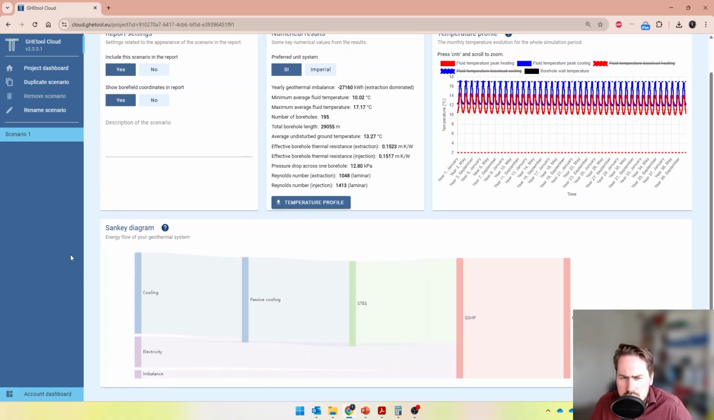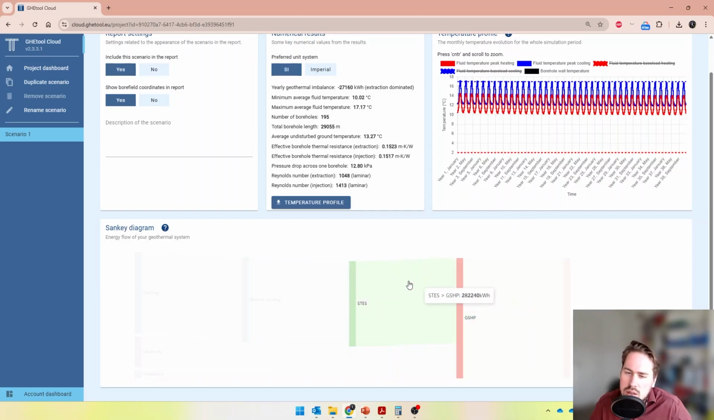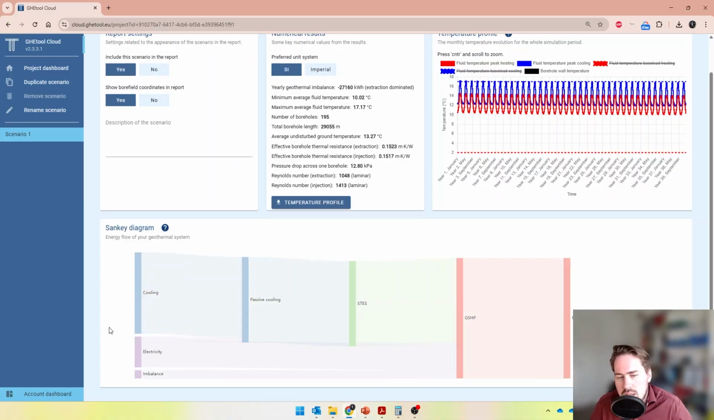I also want to draw the attention to the Sankey diagram rather quickly. If you have not watched our video on the Sankey diagram, please do so. It's linked in the description. But as you can see, the ground source heat pump gets most of its energy from the seasonal thermal energy storage, basically the cooling. And it's only a very small portion that's actually in balance. So this project was really how you want to use a bore field. A really small imbalance and quite a lot of energy that's stored over the seasons. And you can also see that the ground does not cool down that much.